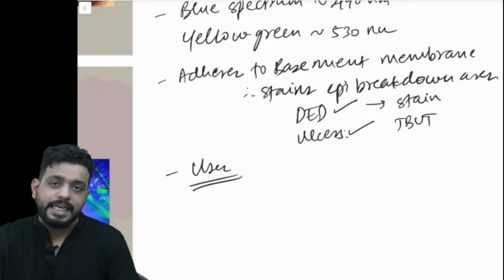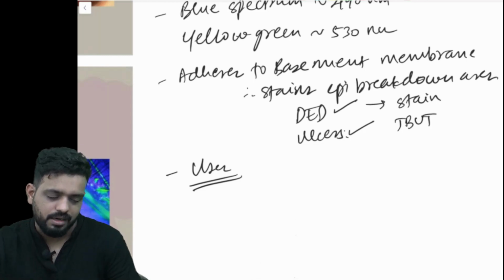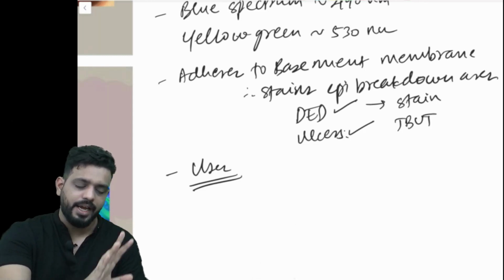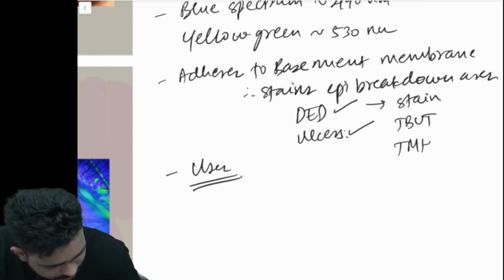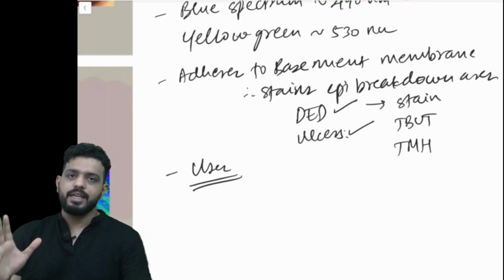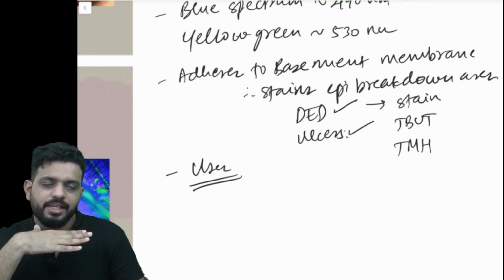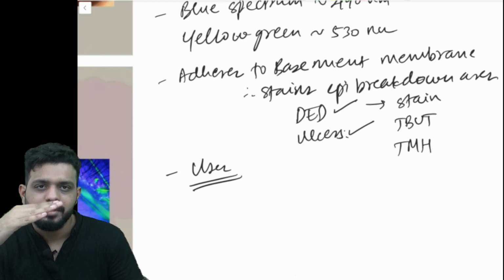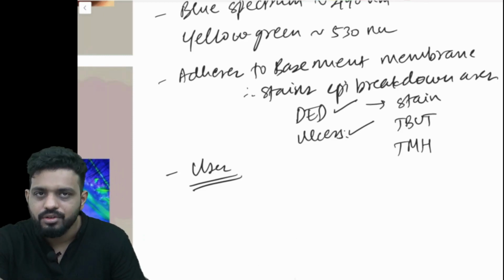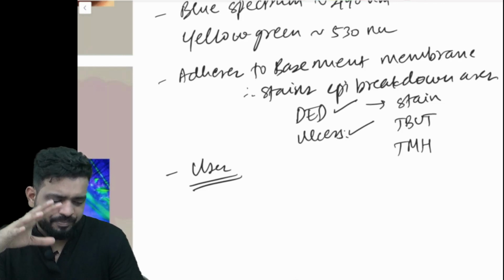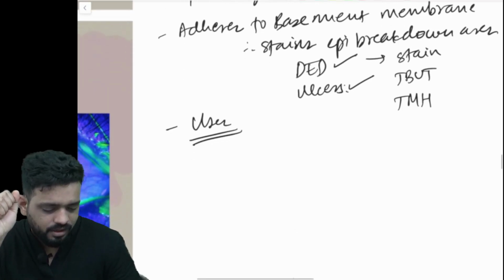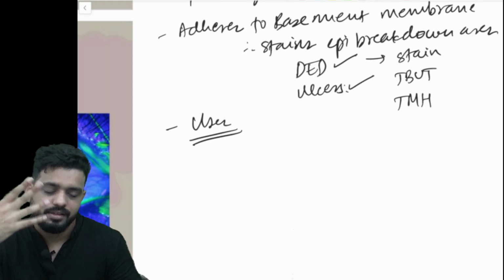calculate what is known as TBUT, that is, mark my words, tear break up time, that is TBUT, or you can measure TMH, that is tear meniscus height. You can measure tear meniscus height, you can measure TBUT and grade accordingly how severe the dry eye is, but not in the syllabus for you for the NEET. Just remember that this is how dry eye is evaluated using fluorescein.